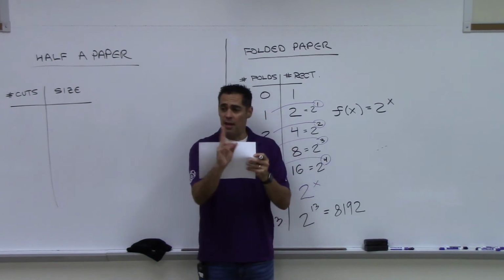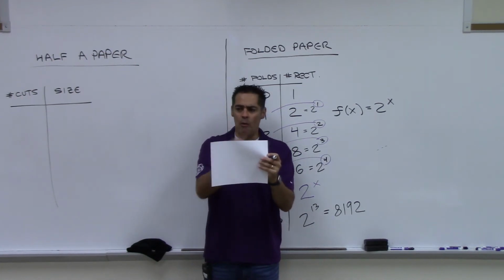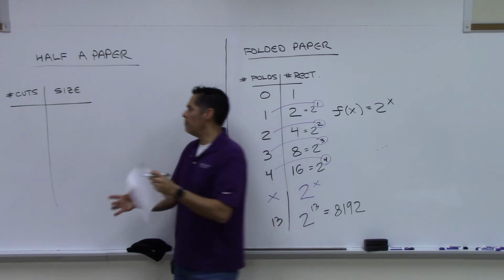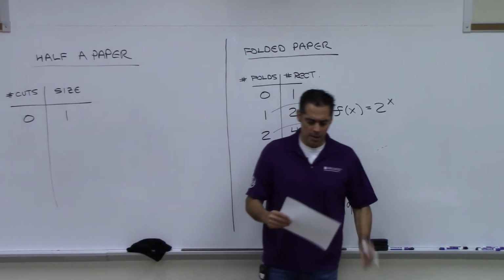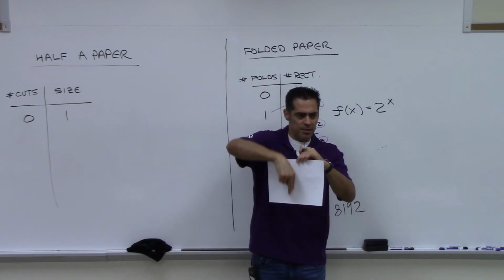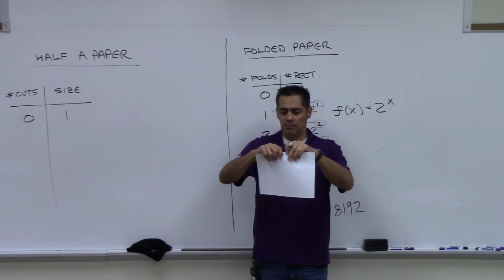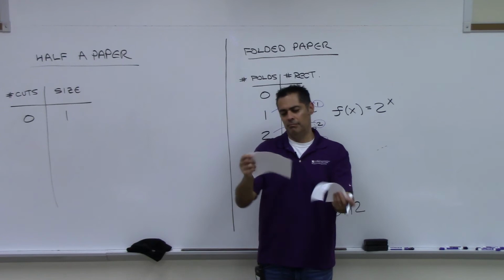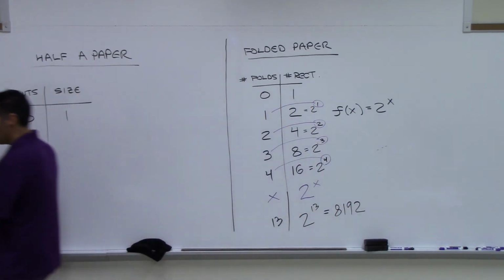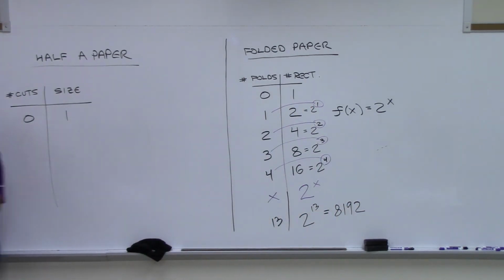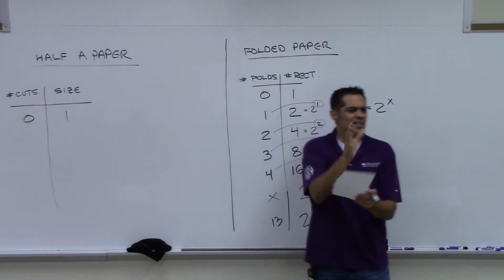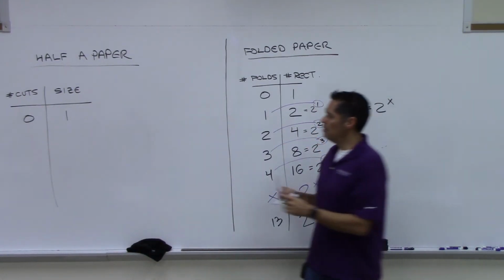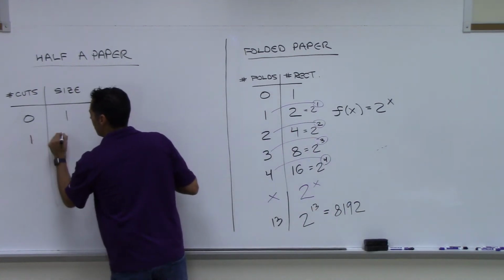Okay, so right now I have not cut this. I'm about to cut this, all right? I have not cut it. How wide is it? 1 foot. I'm just going to put no cuts, 1 foot. Okay? Now I'm going to cut it perfectly with scissors right down the center. Close enough. Okay? Throw this one away. Now how wide is this? Half a foot, 6 inches. I'm going to say half a foot. So one cut, half a foot.